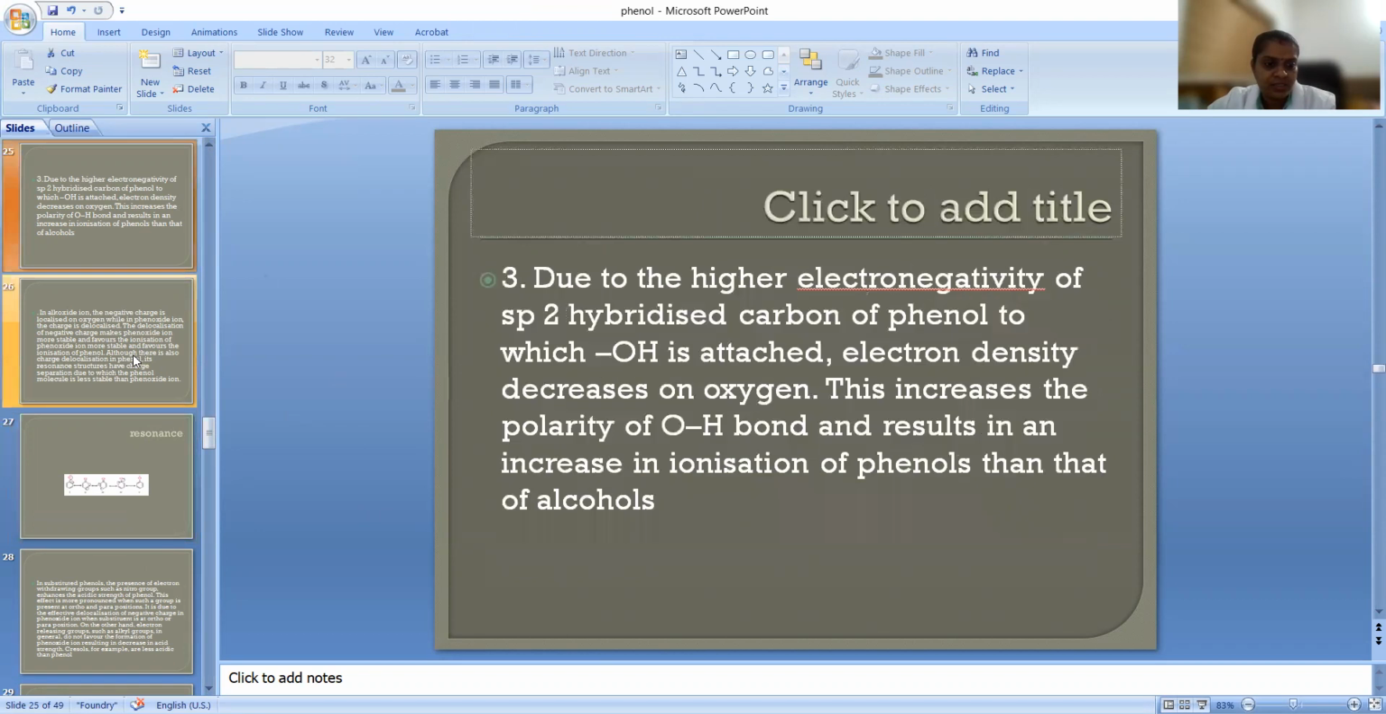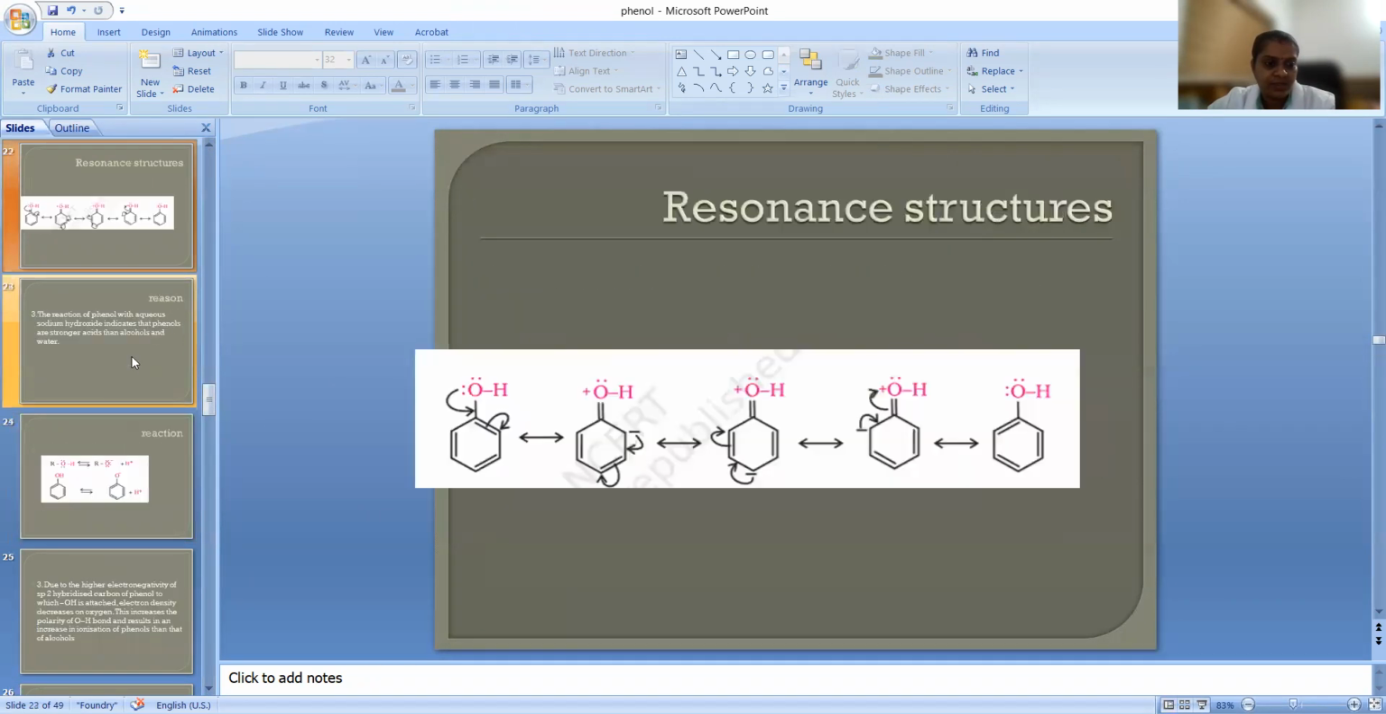Phenol resonating structure we have already learned. These are the different resonating structures. In these different resonating structures, we can understand that the negative charge is coming at the ortho position and para position. So the negative charge is more on the ortho and para positions if it is resonating. The negative charge is concentrated on the two ortho positions and the para position from this figure.